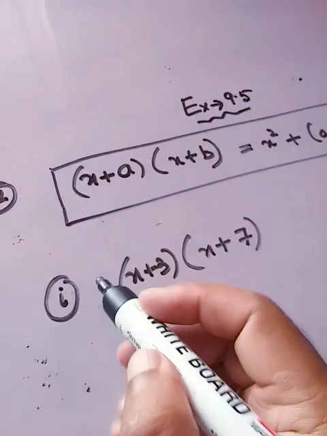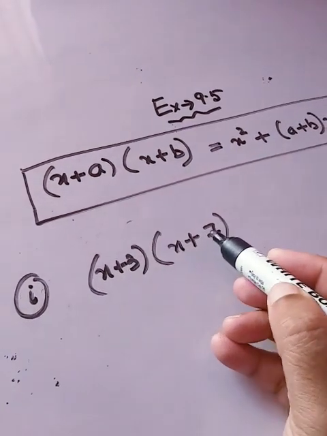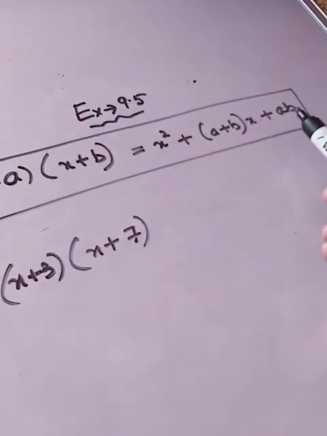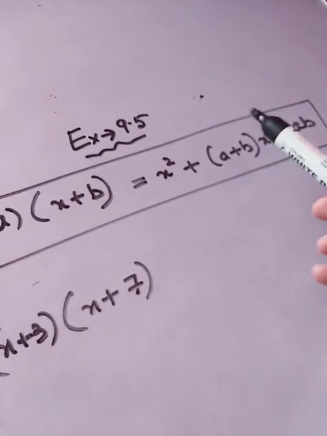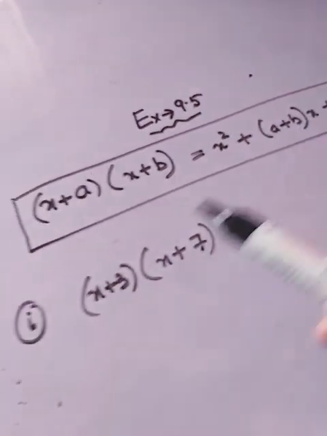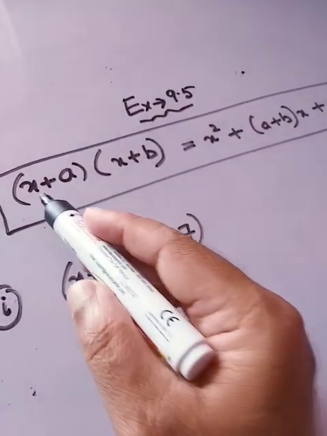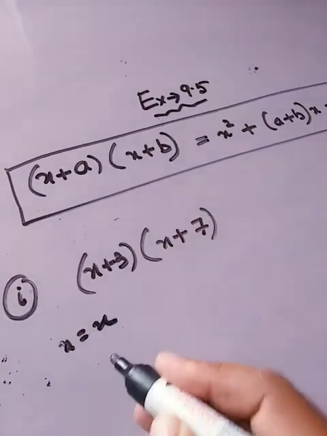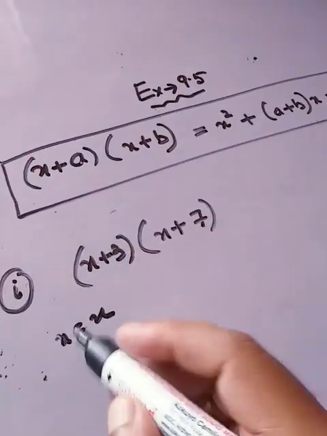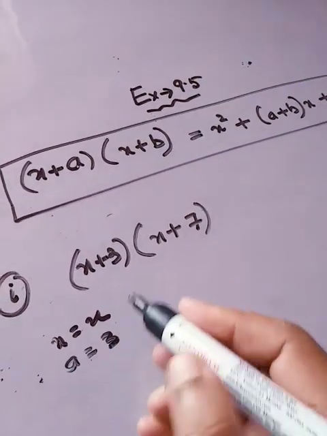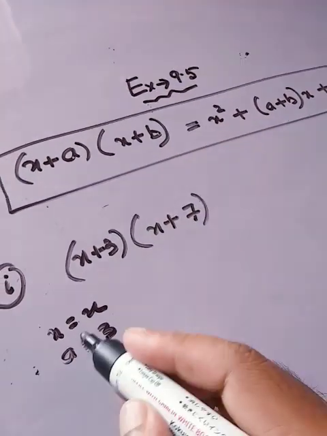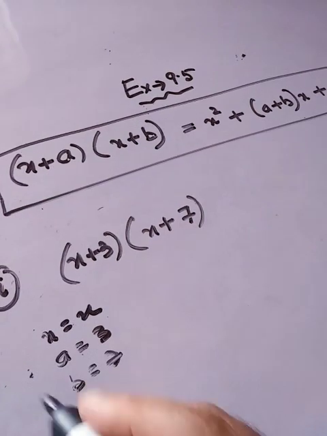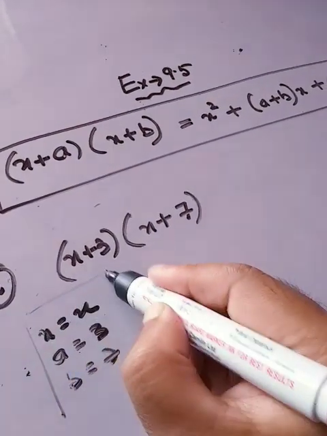So this is the first question, (x plus 3)(x plus 7). Now in the formula you see there are three terms, that is a, b and x. First of all you have to decide what is there in place of x. In place of x it is x only. In place of a it is 3, and in place of b it is 7. Okay, so this is the summary.